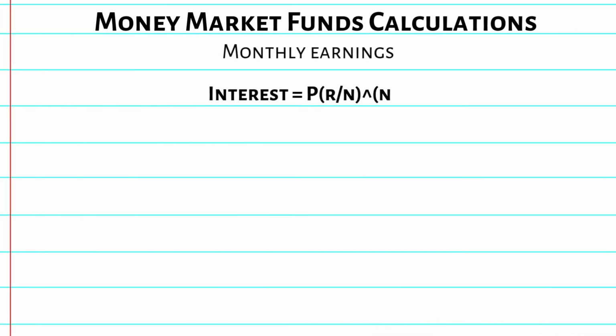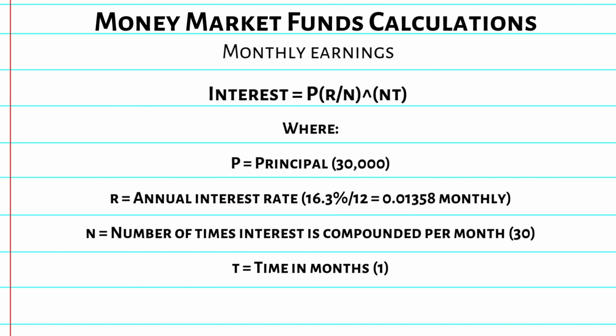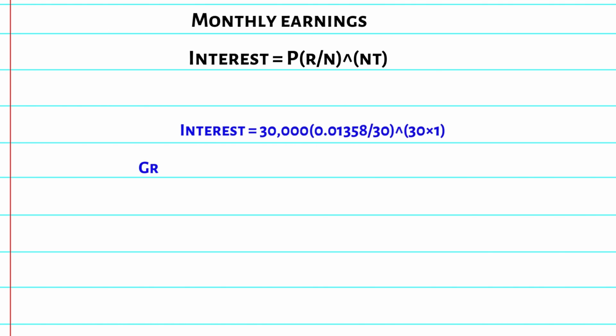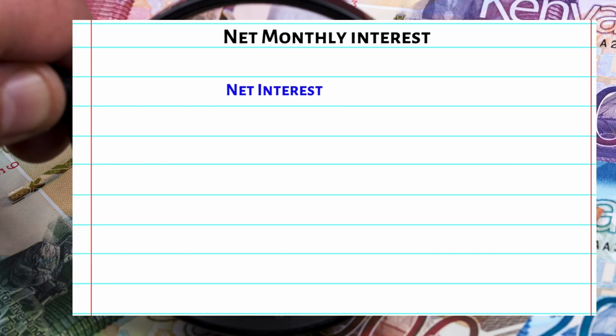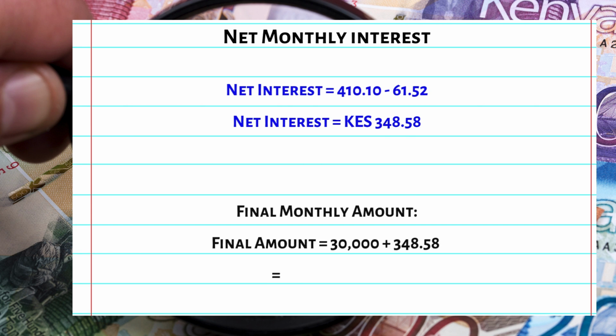So, to the monthly earnings. We are going to be using this formula to calculate the monthly earning, that is the gross interest. And for that, when we do the maths, we are going to get 410.10 Kenya shillings per month. And then we do the monthly tax calculation, that is the withholding tax. We use this formula and we are going to get 61.52 Kenya shillings. And then we get the net monthly interest, which will be 348.50 Kenya shillings.